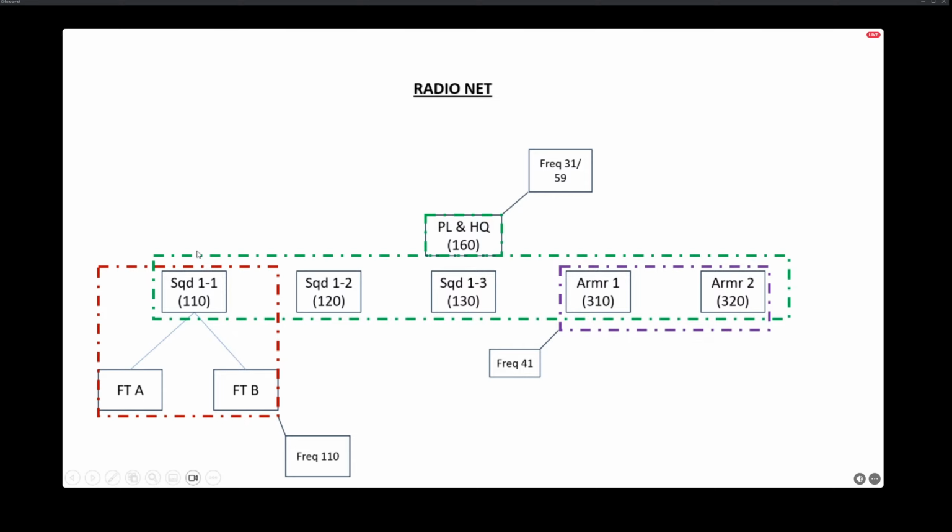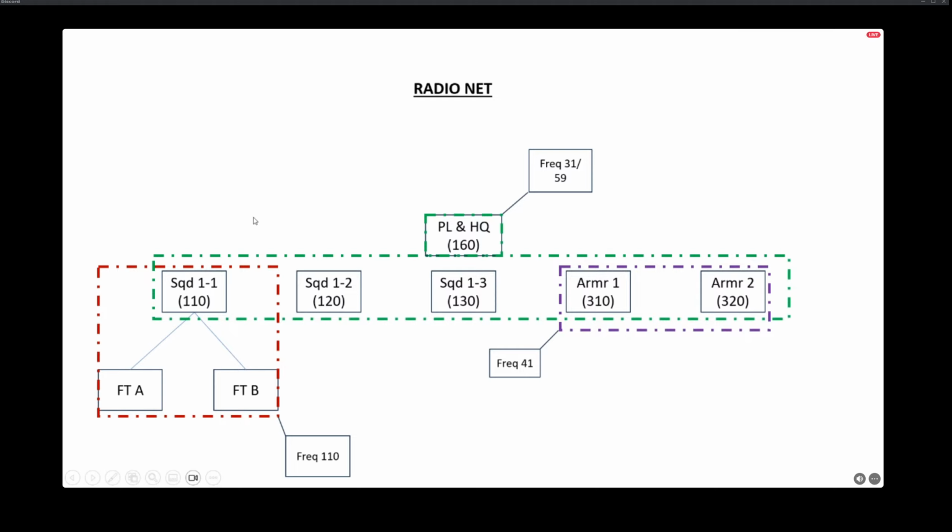The idea of the radio network is to share information vertically, that is between the platoon leader, the squad leader and the fire team leader. That is a vertical hierarchy, going from senior to junior and junior to senior. Laterally would mean between squads. So the squad leader of 1-1 might need to share something with the squad leader of 1-2. This is horizontal or lateral sharing of information, and this is vertical sharing of information. Any questions on what is vertical and lateral sharing of information?